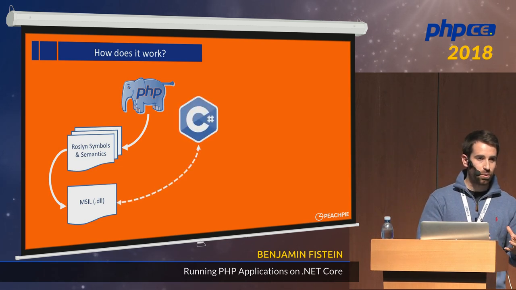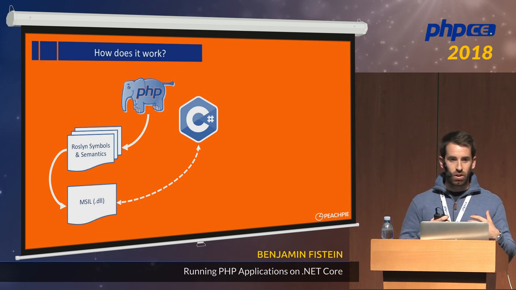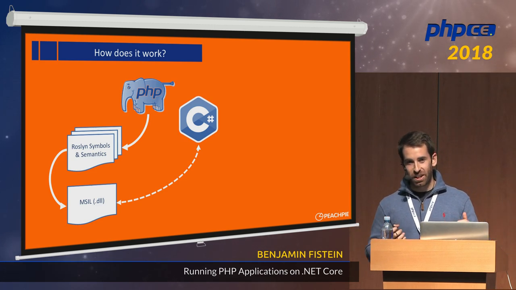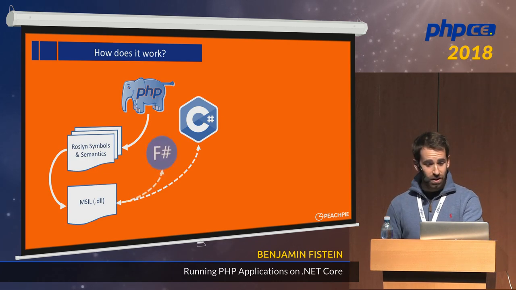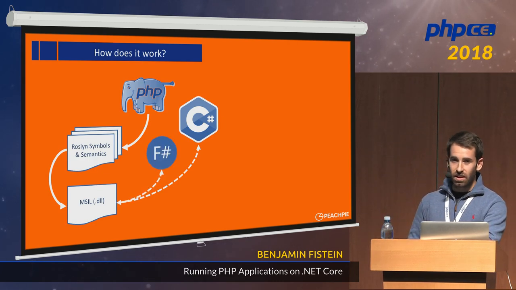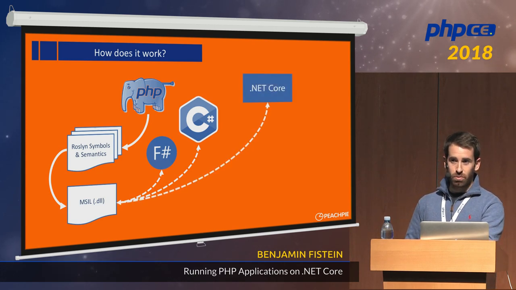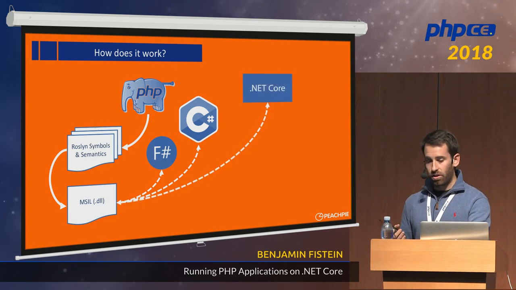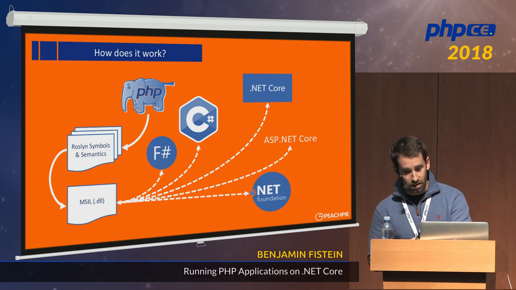Because we compile to IL and not, for example, transpile to C#, we are 100% bidirectionally interoperable with any .NET language. So whether it's C#, F#, Visual Basic, completely interoperable with all those languages. Thanks to Roslyn, we can target, like I said, .NET Core, as well as the full .NET, and ASP.NET Core as a web framework.